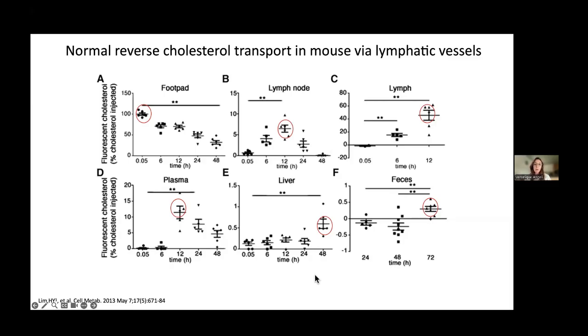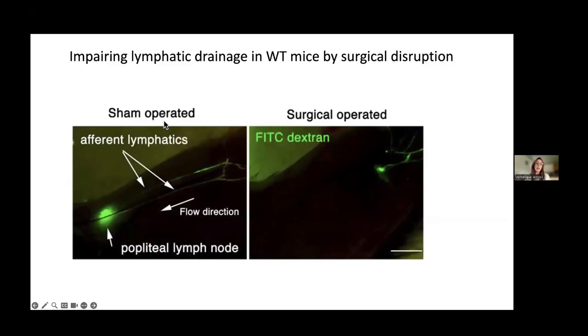To investigate whether this reverse cholesterol transport is dependent on proper functioning lymphatics, we impaired lymphatic drainage in these wild-type mice by surgically disrupting the lymphatics. Shown here, we disrupt these efferent lymphatics, and that definitely blocks the drainage of the dye to the draining lymph node.